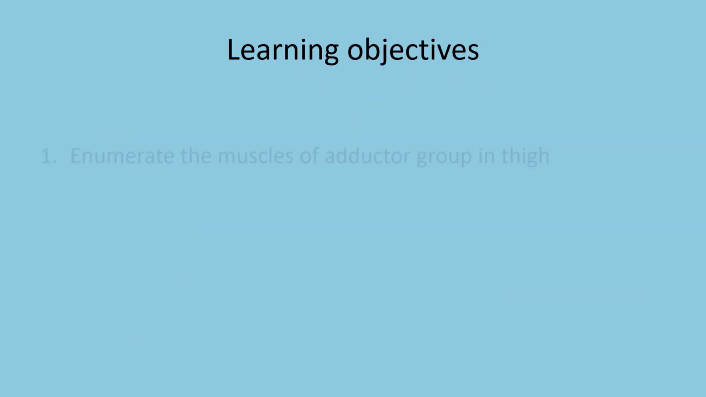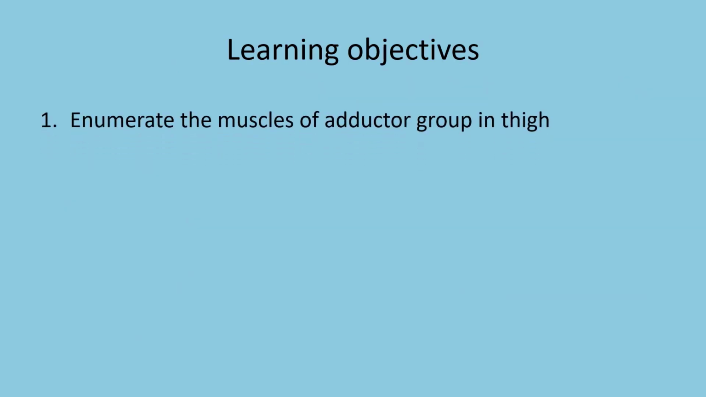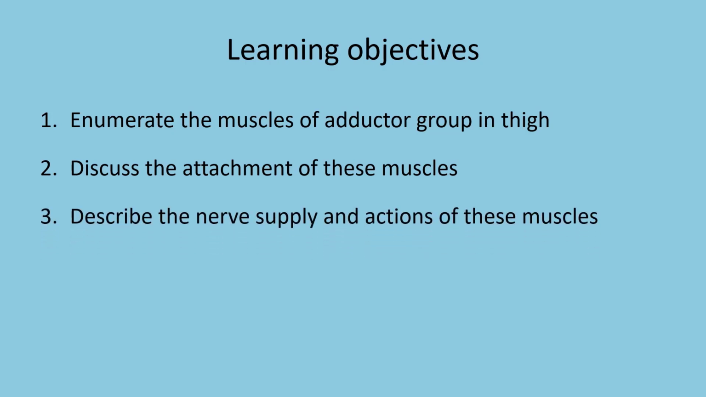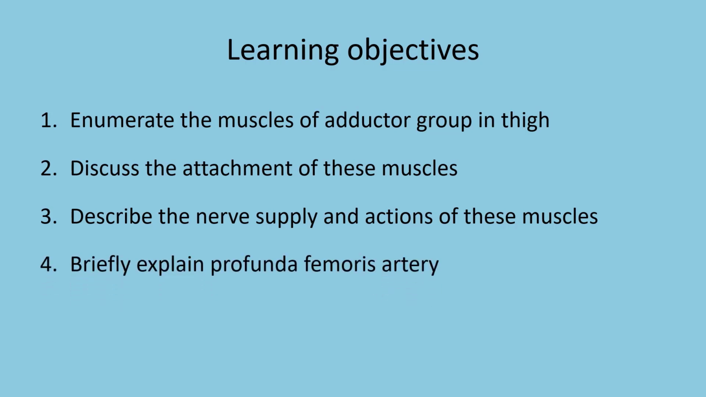These are the learning objectives for this session. Enumerate the muscles of the adductor compartment of the thigh, discuss the attachment of these muscles, describe the nerve supply and actions of these muscles, briefly explain the profunda femoris artery, which is the largest branch of the femoral artery, and a few related applied anatomical aspects.